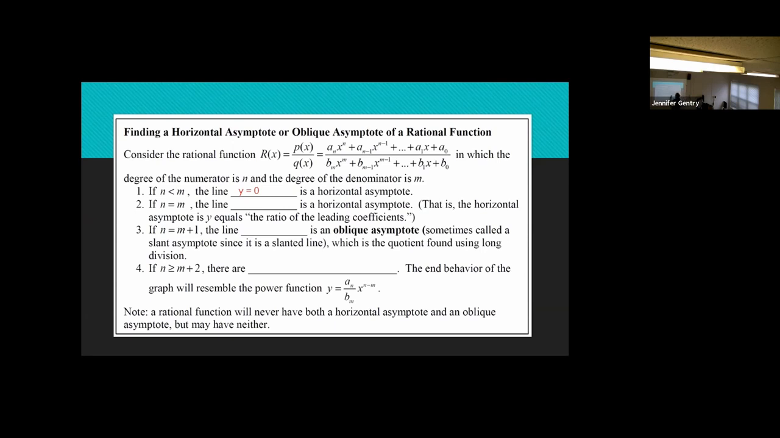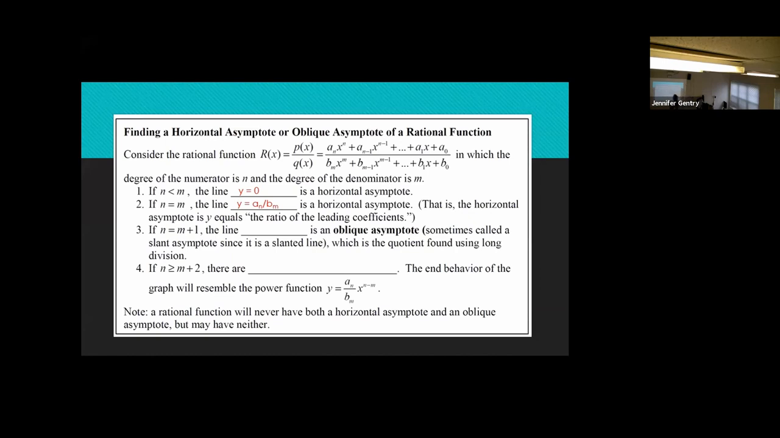If they are equal, this is the very first one that we did a couple of slides ago. What did we do if they were equal? We took the coefficients in front and divided them. So it's the coefficient in front of the numerator divided by the coefficient in front of the denominator. So your horizontal asymptote, if your powers are equal, is going to be A divided by B. That's your value. Does that make sense?